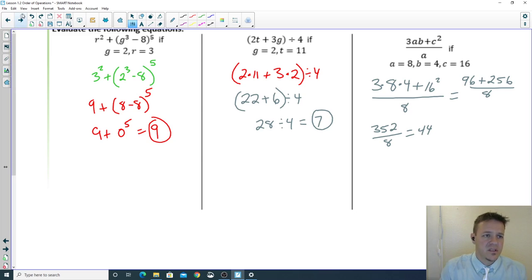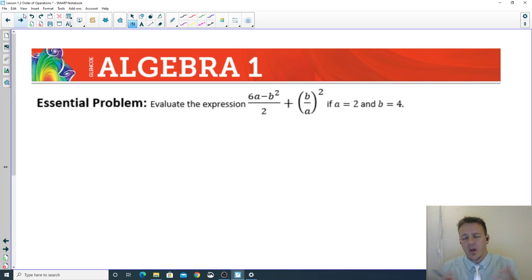And now the final piece of the puzzle here is our essential problem. I want to make sure you guys can evaluate this. Try it on your own if you can at first, okay? And then I will help you solve the answer, and then double check your answer, right? So pause the video one last time if you want, and go from there.